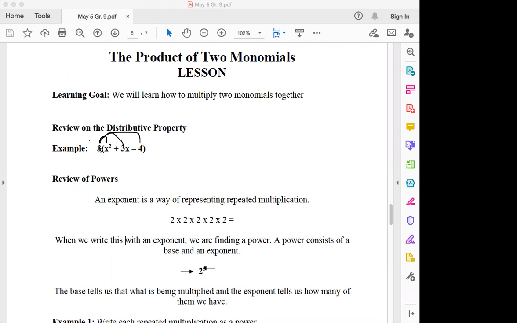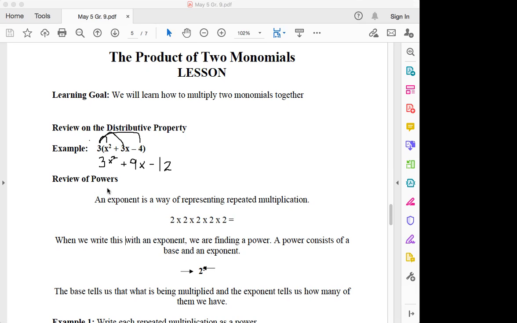When you read this, it's 3 times x squared, which gives you 3x squared. The second one would be 3 times 3x, which gives you 9x squared, or 9x, sorry. And then the next one is 3 times -4, which will be -12. Okay, so when you're doing the distributive property, you're multiplying every different term inside the bracket to give you a simpler answer. So we're going to look at a review of powers.